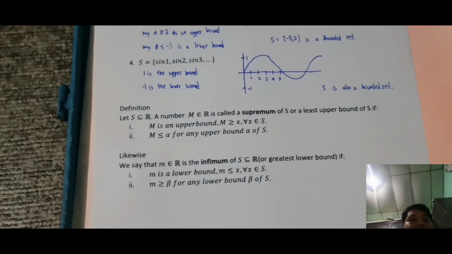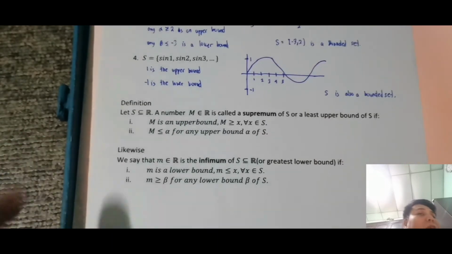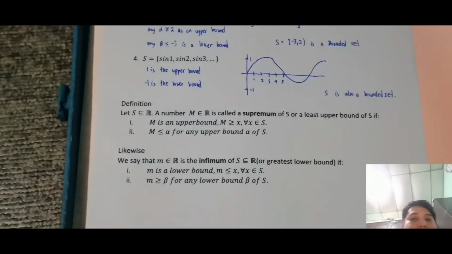A number M, capital M, element of real numbers, is called a supremum of S or a least upper bound. So pansinin mo, least upper bound, yung pinakamaliit na upper bound, of S if, una, M is an upper bound, meaning M is greater than or equal to x for all x element of S. So una, sinasatisfy niya yun. Para maging supremum, dapat una, upper bound. Pangalawa, M is less than or equal to alpha for any upper bound alpha of S. So meaning, siya yung pinakamaliit na upper bound dun sa ating set.